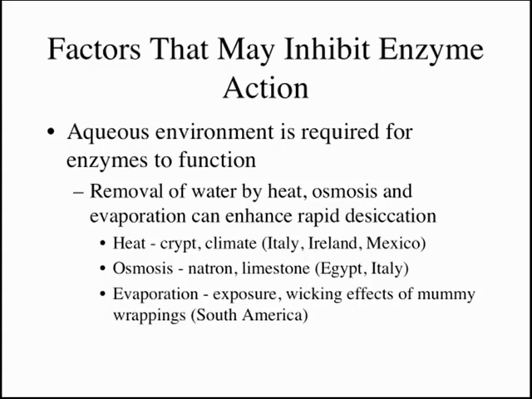Heat, inside a crypt or in particular climates, such as the Atacama Desert, Italy, Ireland, Mexico, these are places where mummies are made, because heat has a way of removing the fluid, enhancing evaporation, and decreasing enzyme function. Decomposition stops. Osmosis. Now, natron is a high-salt, limestone-like material, very basic, so it draws water towards it. If that's in contact with the body, it draws water out of the body and into the natron or into the limestone, such as in Egypt and in some places in Italy as well.